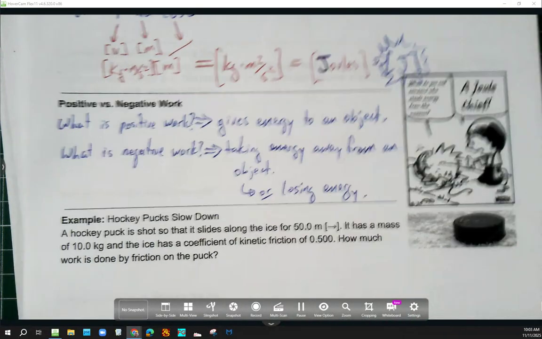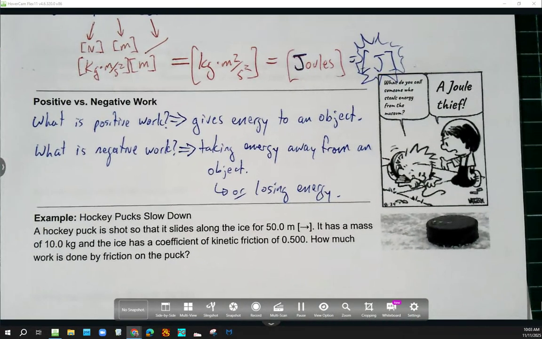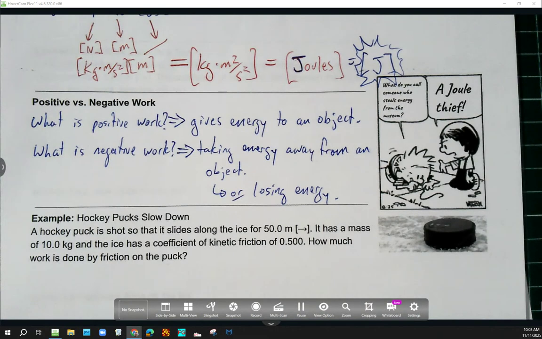Okay, I got a cute little cartoon there where somebody's changed the text of the original, because I don't think Kelvin and Susie ever said this. But what do you call someone who steals energy from the museum? Womp womp. Okay, anyway.